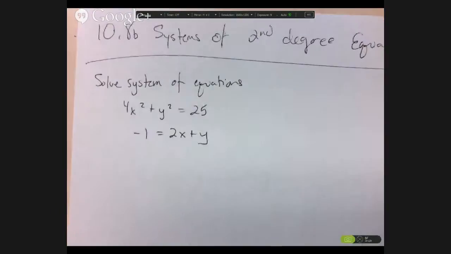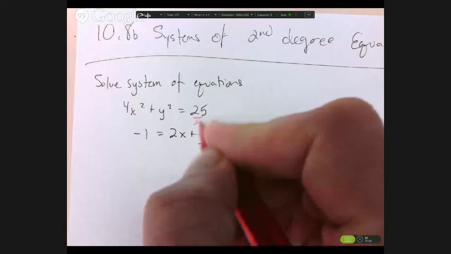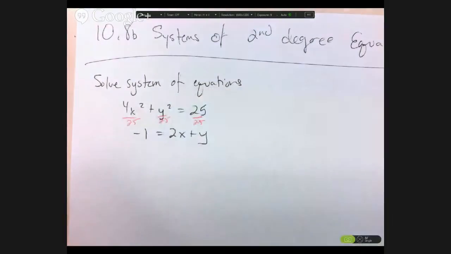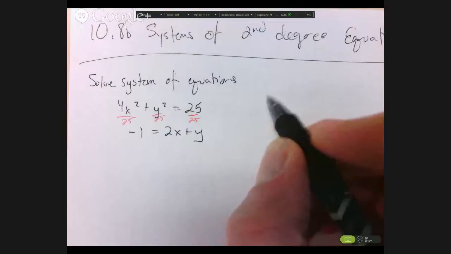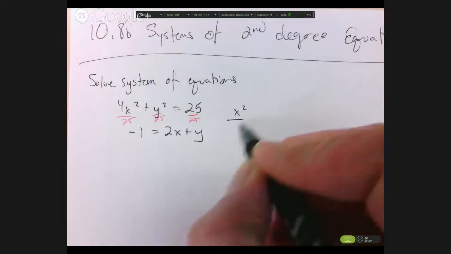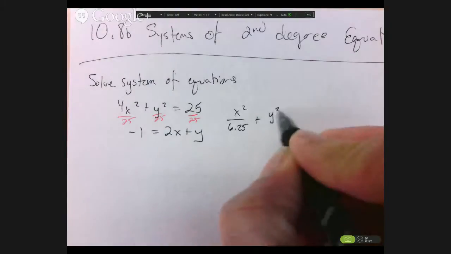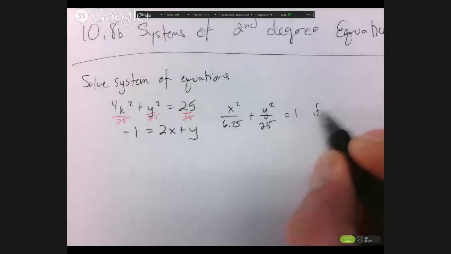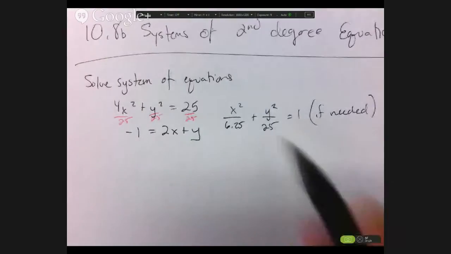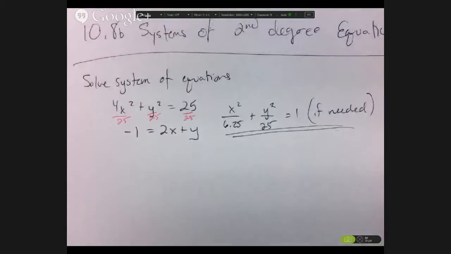Okay, so to get it to the form that you're used to, they usually equal 1, right? You divide by 25, so what is that? Okay, so if you need to, you can do that. In this problem, it's actually easier not to do that. With the linears, you're probably going to have to substitute.